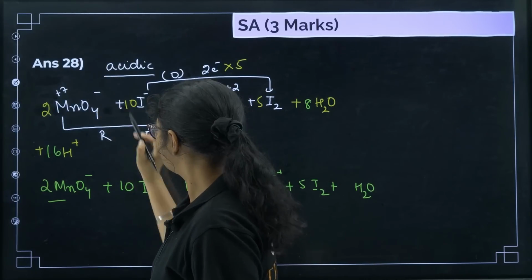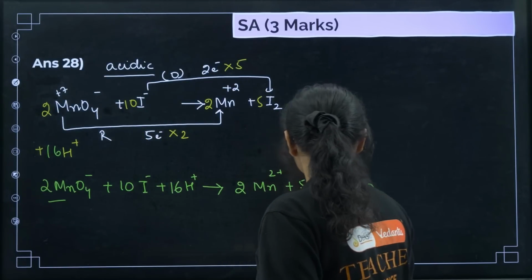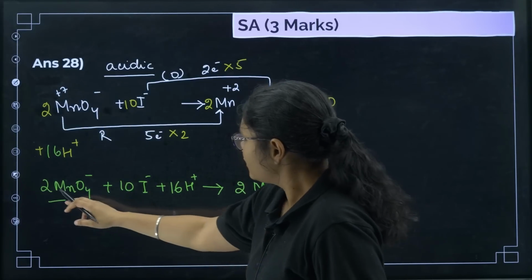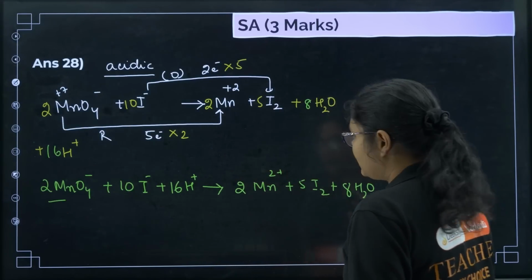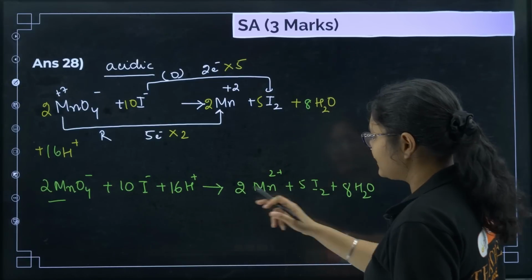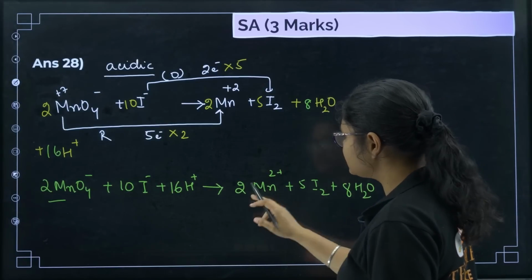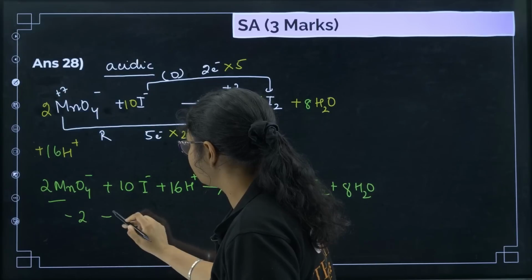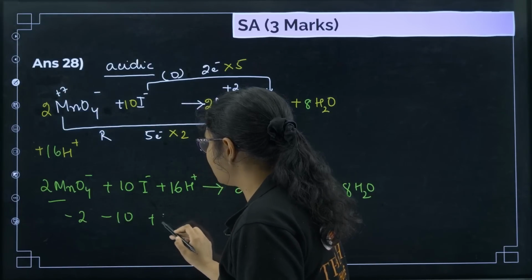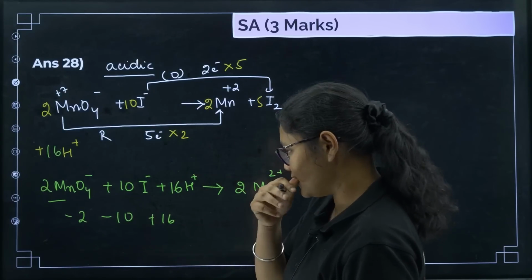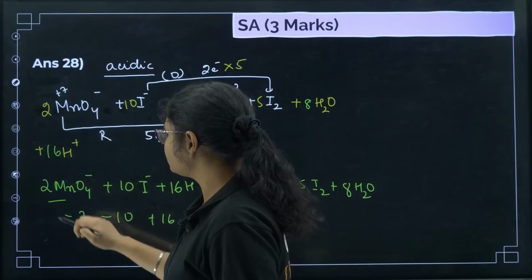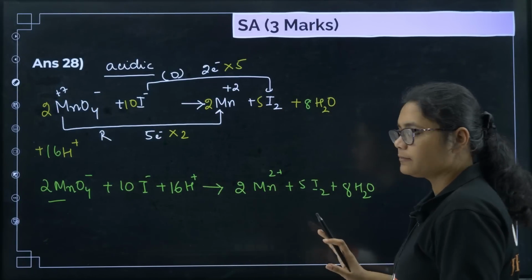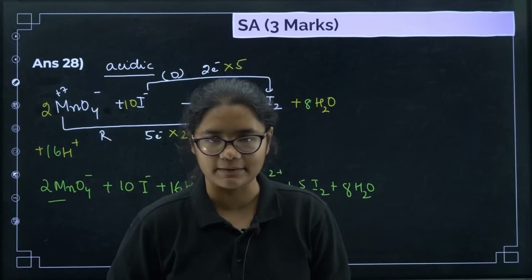Okay, one second. This has to be 16, this has to be 8. So let me see here. 2Mn, 8 oxygen, 10I, 16H. Total charge here is plus 4, and here, if I see, this is minus 2, this is minus 10, and this is plus 16. So 16 minus 12 is plus 4. Yes, charge is also balanced. Okay, so this reaction is balanced for your, I'll say, acidic medium, right?